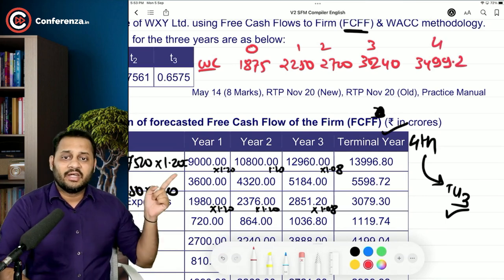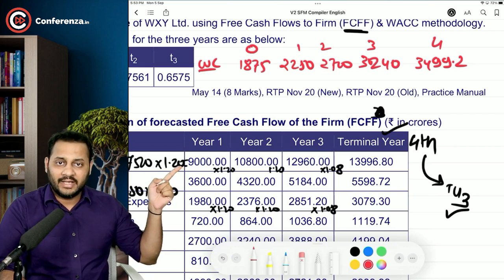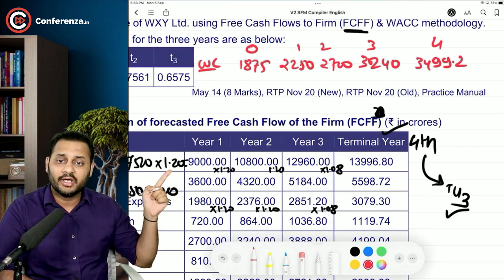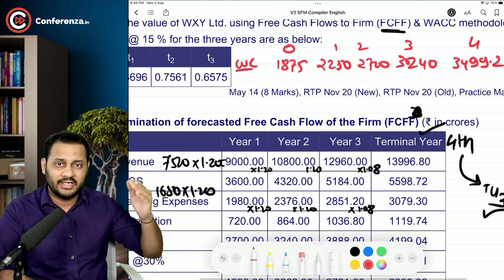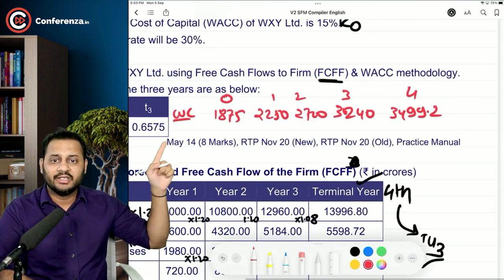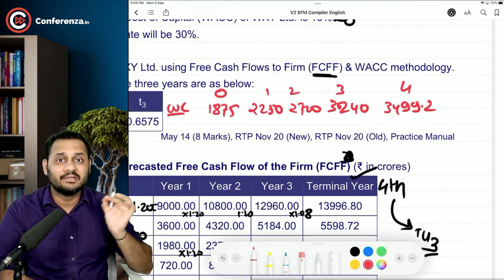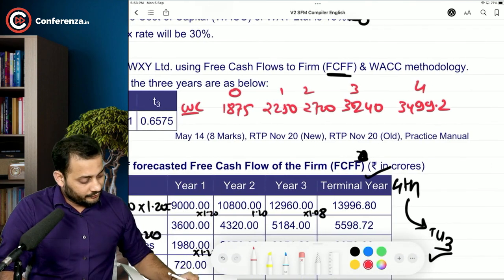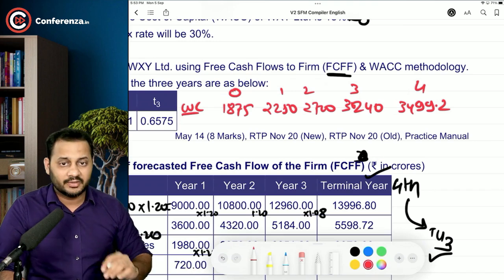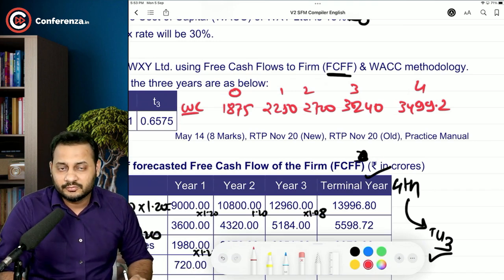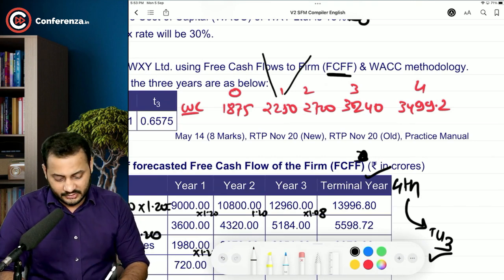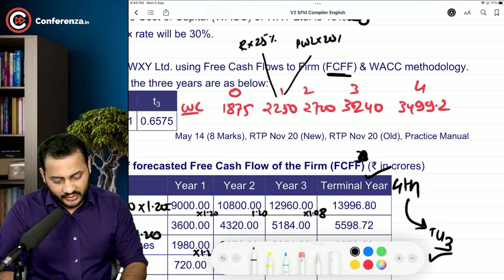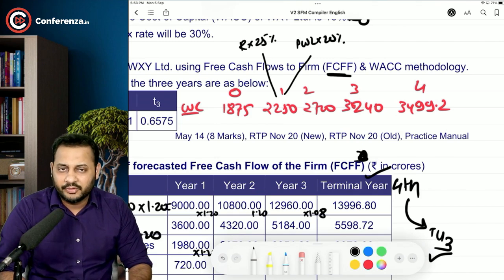Instead of applying 25% all the time on 9,000, then 10,800, you know that the growth in revenue was equal, 20%. So you can increase this 1875 by the similar percentage, 20%. If you increase 1875 by 20%, it will give you 2250. What I want to say is, this can be calculated by two different methods: revenue into 25%, or previous working capital into 1.20. Both ways are going to give you the same figure.